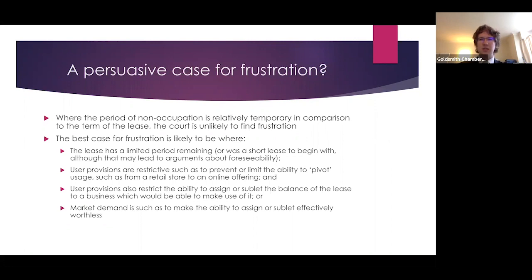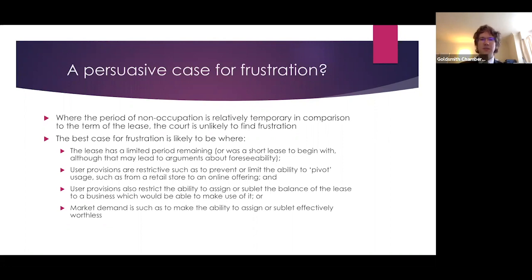If there is flex such that you could use it in a different way, then you're going to struggle in terms of frustration. Similarly, user provisions which restrict the ability to assign or sublet the balance of the lease to a business that would be able to make use of it, that's also going to bolster your case of frustration. If the terms of the lease are such that you can't assign or sublet it, then it doesn't have so much value because it's only got value to you. You can't use it as a way to obtain income by subletting it. And if you can't use it for your intended purpose, and equally you can't pivot it to do something slightly different with it, then that's where you're going to have your best case of frustration.